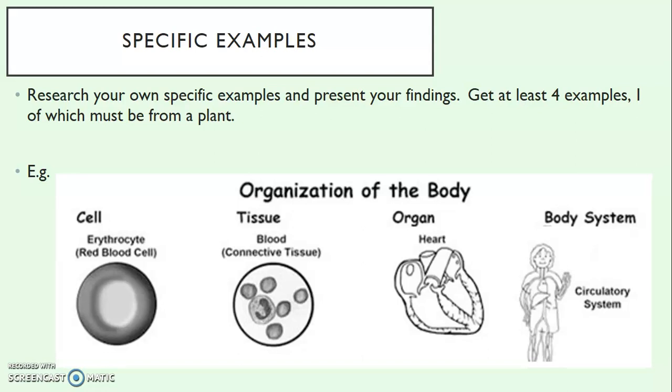We've got a red blood cell that is going to be found in blood, which is the tissue. That tissue is going to be part of the heart, which is the organ, and all of that is going to be part of the circulatory system. So I'd like you to get at least 4 examples, and one of which must be from a plant, please. Up to you how you do them, but please research, present your findings, and you can email that off to your biology teachers when it's done.